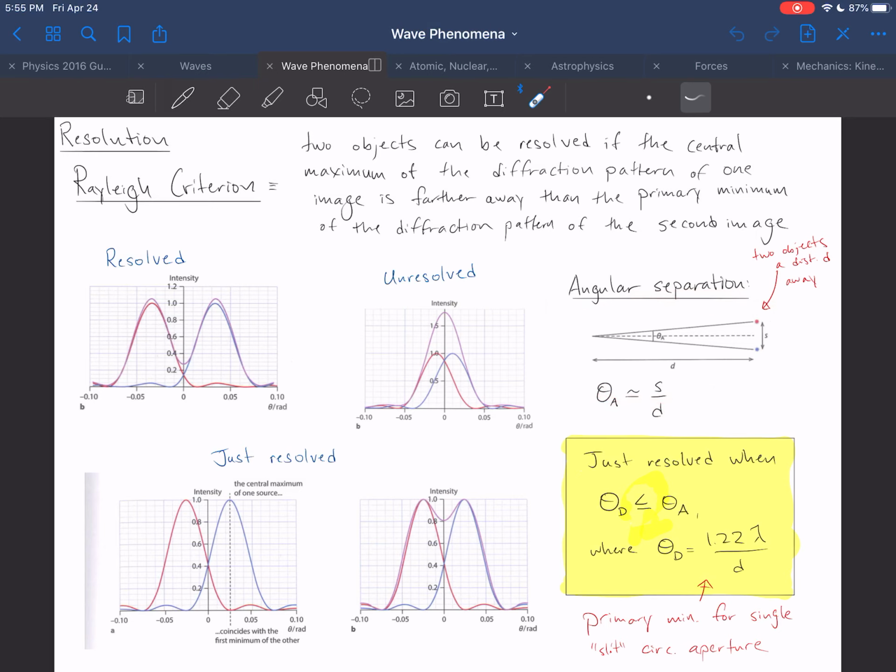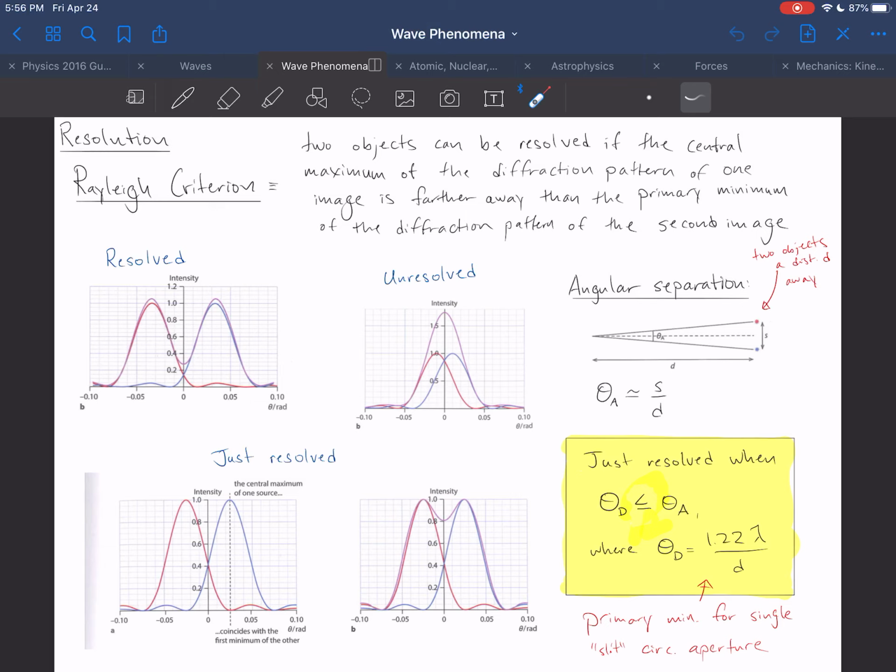Imagine there are two objects, two stars, or two dots on a wall, what have you, a distance d away, and they're separated by a distance s. They form an angle theta a relative to your eyeball over here. And as you get farther and farther away, that angle gets smaller and smaller. Notice this is a small angle, so we can use the small angle approximation, in which sine theta is about equal to theta, which is about equal to little s over d.